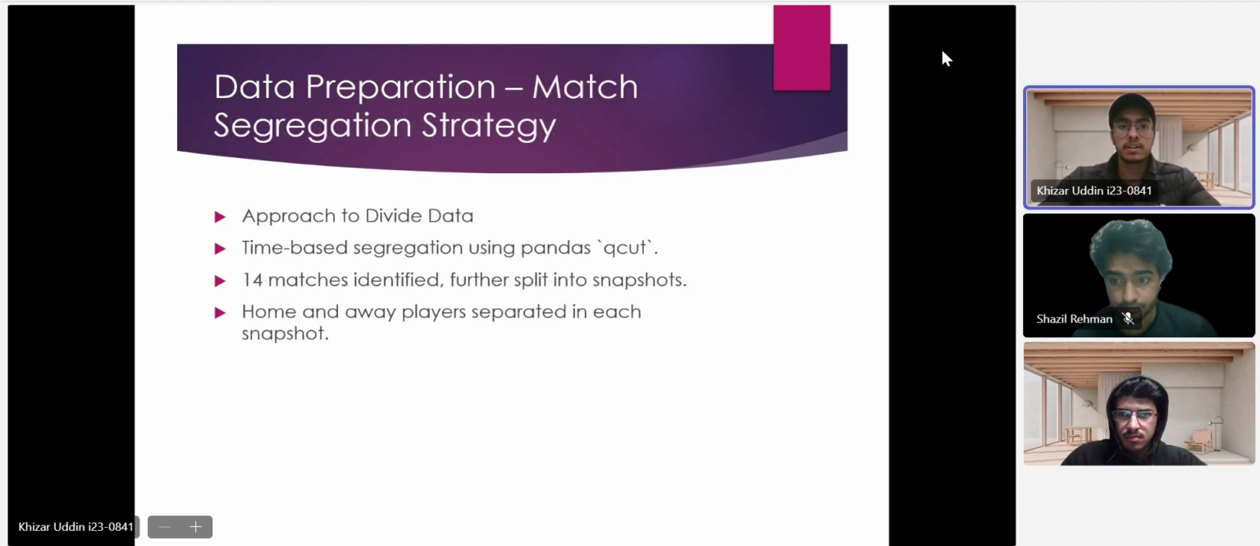So this slide shows the match segregation strategy. To segregate matches, we used a time-based approach by dividing the data set using pandas.qcut, which will be shown in the code later on. We split passes into 14 unique matches based on time intervals. Each match was further divided into snapshots representing smaller time windows within the match. Additionally, we separated passes into home and away player groups, ensuring the data was structured for further analysis.